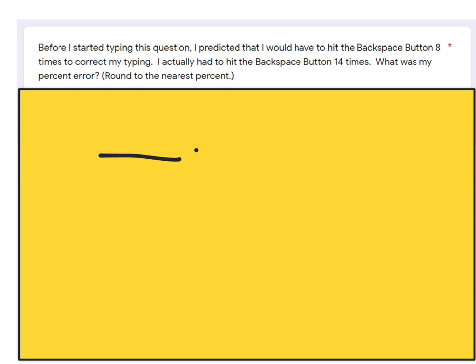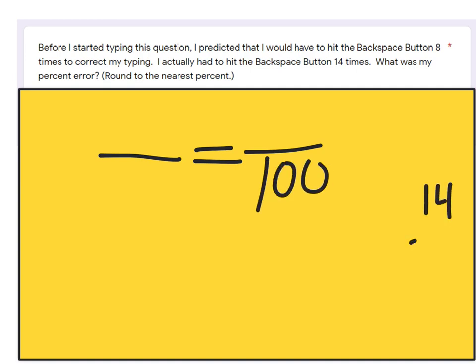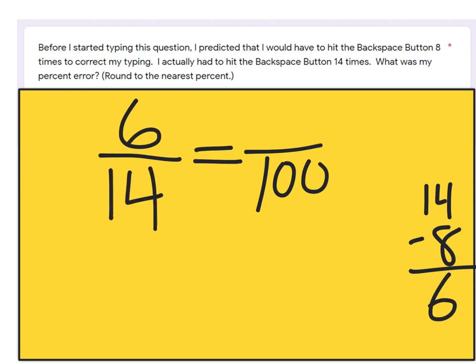Again, set up your percent proportion. And I need to find my error. So 14 was the actual amount, 8 was my guess. I was off by 6. My error was 6. Now remember, on percent error ones, which is what we're doing here, I want to compare not to the original, but to the actual amount that happened. So how many times did I actually have to hit it? 14 times.